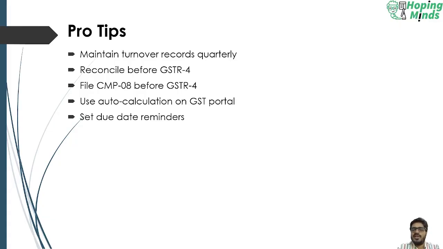Use auto calculation on the GST portal. Compute liability is a functionality available at the end of filing of the GSTR-4 return. It must be used to compute the final liability as per the data filled up by the taxpayer. Then set due date reminders. So due dates for quarterly return and annual return must be there in the calendar of the organization so as to avoid any late fee, penalty, interest, etc.